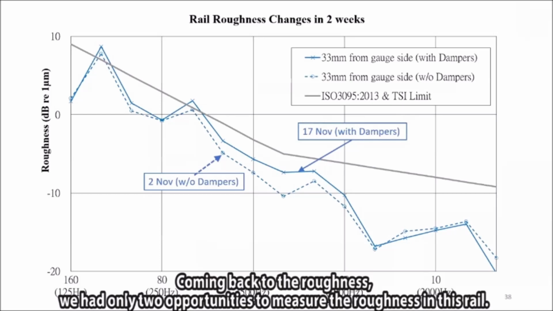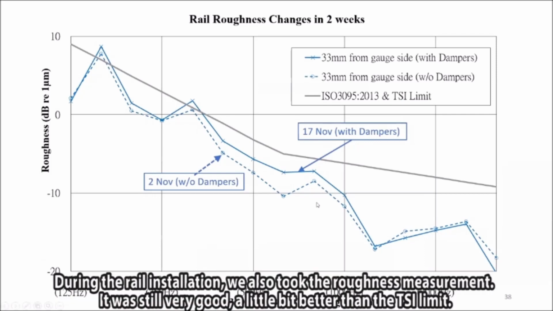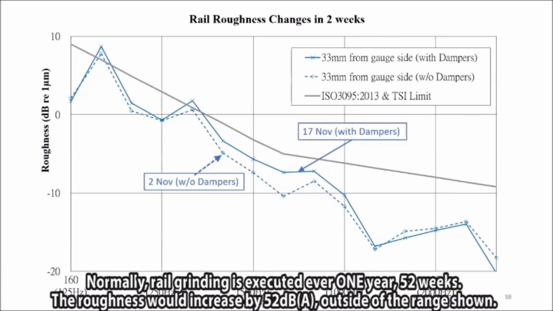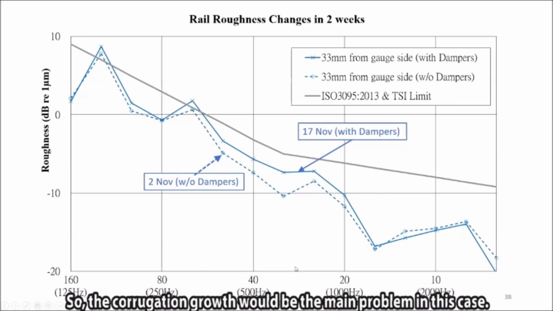Okay, come back to the roughness. We have only 2 opportunities to measure the roughness on this wheel. During the wheel damper installation, we also take the roughness measurement, and it's still very good, a little bit better than the TSI limit. But we can see that in just 2 weeks, the roughness has already increased 2 or 3 dB. If 2 weeks increase 2 dB, 10 weeks increase 10 dB, normally the wheel grinding would be 1 year. 52 weeks will increase 52 dB. It would be outside the range of this. So the corrugation growth is the major problem in this case.